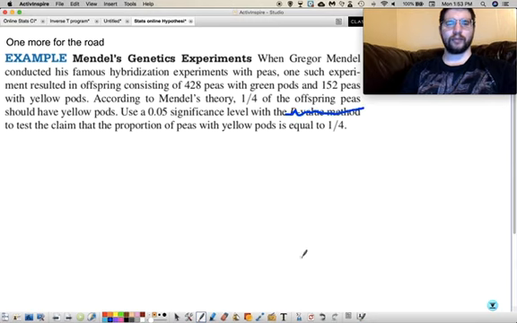To test the claim that the proportion of peas with yellow pods is equal to 1/4. Okay, again, first thing, let's find out what it's claiming. Claim: yellow pods is equal to a fourth. So the proportion equals a fourth. P equals 1/4. And that's my claim.